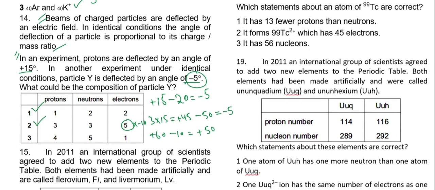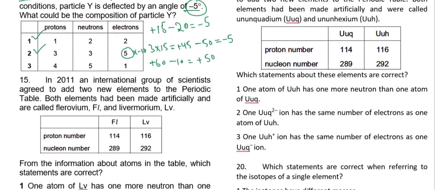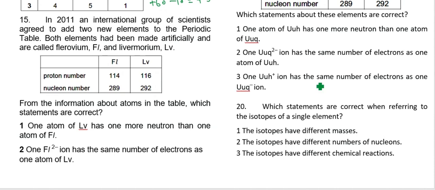Next, question 15 says, in 2011 an international group of scientists... this is just a statement, I'm ignoring that. This is the information related to flerovium and livermorium. These are the two elements, and he says that one atom of Lv has one more neutron than one atom of Fl.